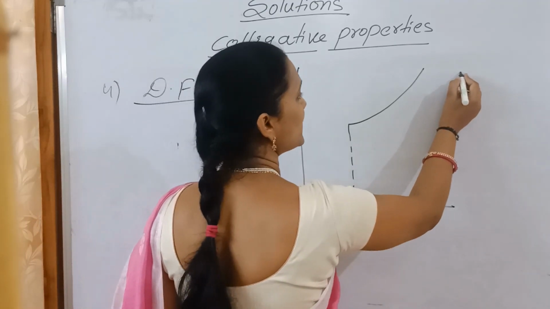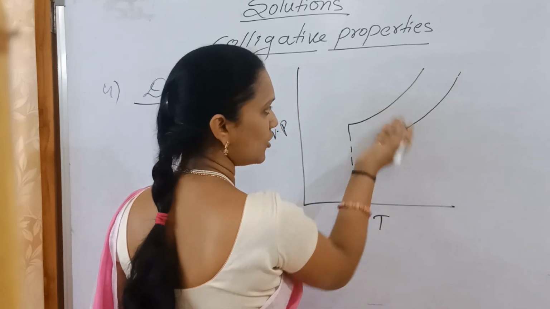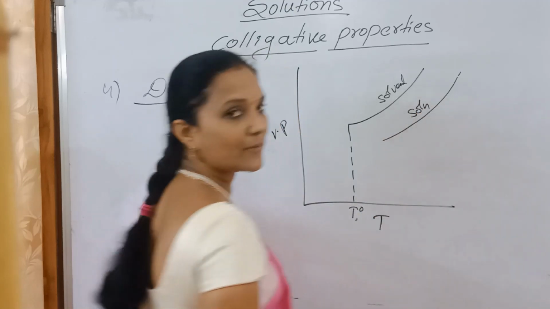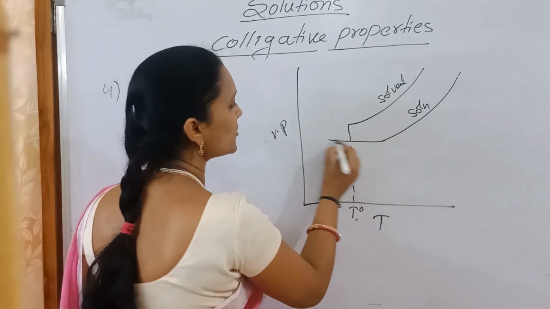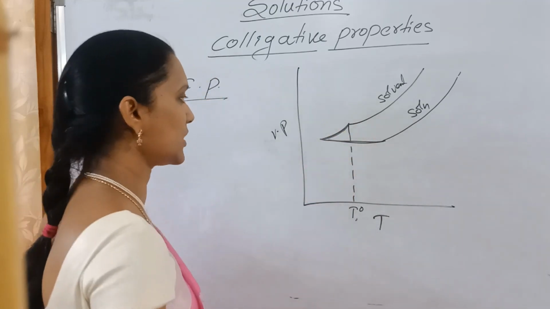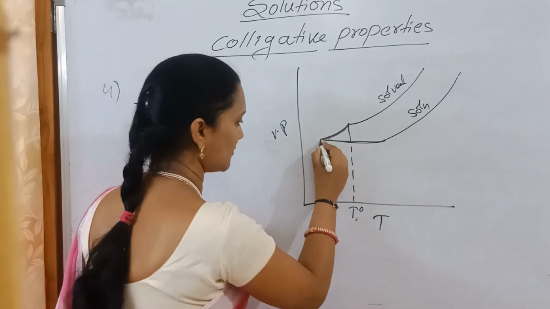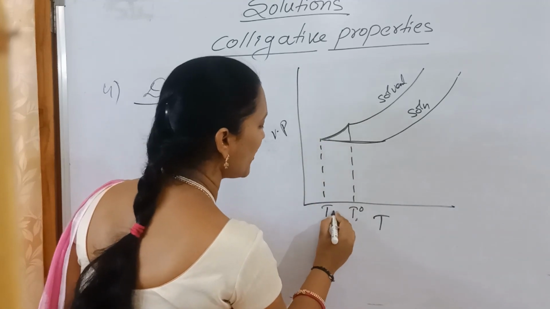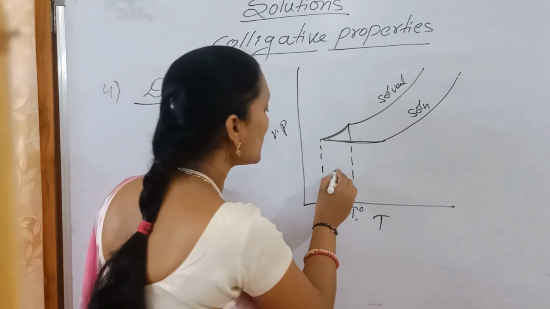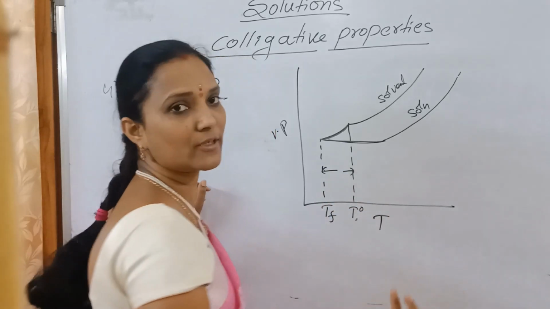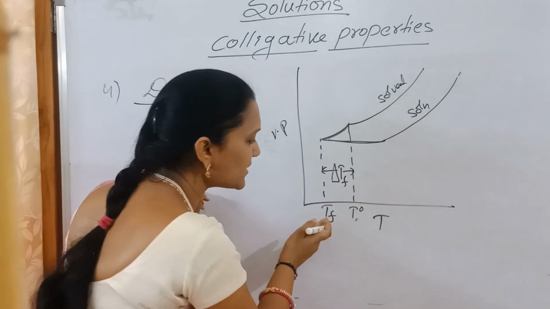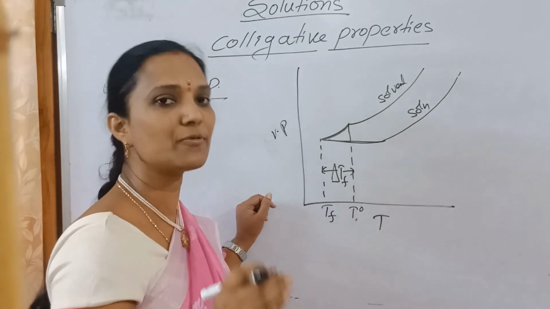When a non-volatile solute is added, the vapor pressure decreases, lower than this. This is the solvent and this is the solution. At a particular temperature the vapor pressures of solid and liquid become equal, and then it freezes. This is the freezing point of the solution, represented by Tf. The difference between them is delta Tf, and the freezing point has decreased. That is depression in freezing point.